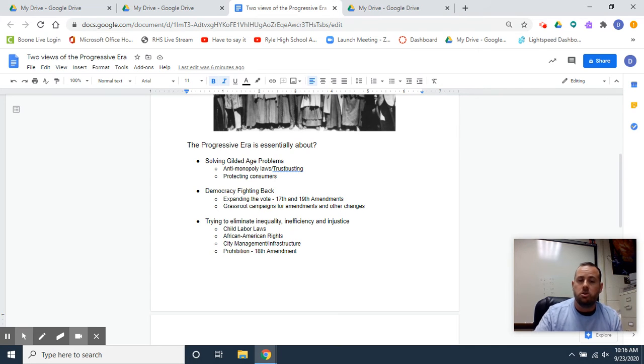There's going to be a push to expand the vote, both for women, the 19th Amendment, and to just vote for more things like our senators. There's going to be grassroots campaigns for other amendments like prohibition, the banning of alcohol, or to try to end child labor. The progressive era is really about democracy fighting back.